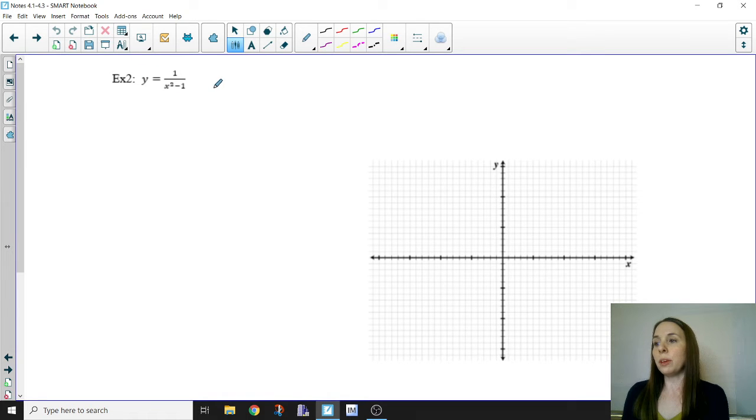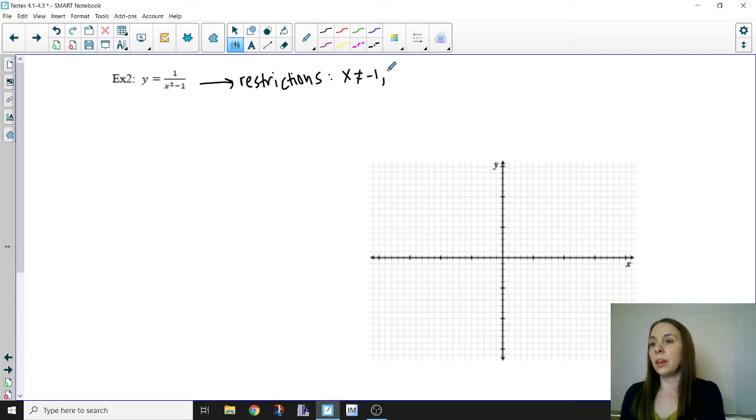But in example 2, we have a rational function, and there are values of x that would make the denominator 0. So we better note that right off the bat. Here are our restrictions. When we set the denominator equal to 0 and solve, we would get x equals -1 and 1. So x cannot equal -1 and x cannot equal 1.